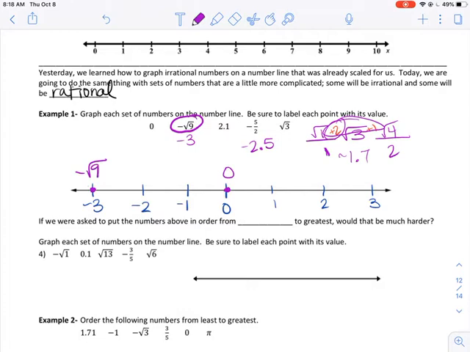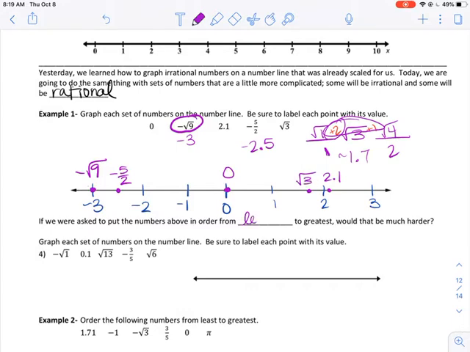Then 2.1 is going to be a little bit bigger than 2. Then negative 5 halves. I said that's negative 2.5. Be careful. Some people put it here. That's actually negative 1.5. So make sure that it is between negative 2 and negative 3. That's negative 5 halves. And then square root of 3 I said was about 1.7. So it's going to be about there. But remember to label it square root of 3, not 1.7.